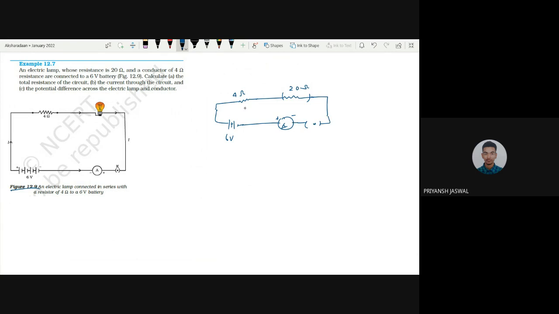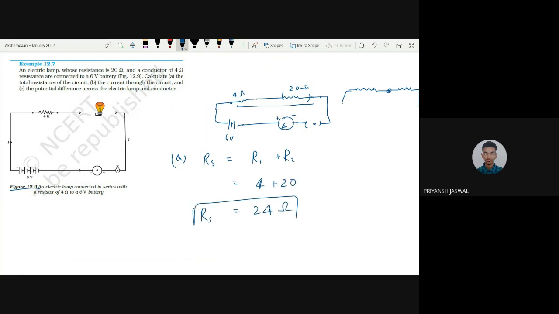So we are asked to calculate the total resistance in the A part, which is simple. We see at these points we can replace the total resistance with the series resistance, because the resistors are connected in series, that is end to end, only on one end, and the other two ends are for the circuit. So Rs becomes R1 plus R2, which is 4 plus 20, and it comes out to be 24 ohm. This is the first part.